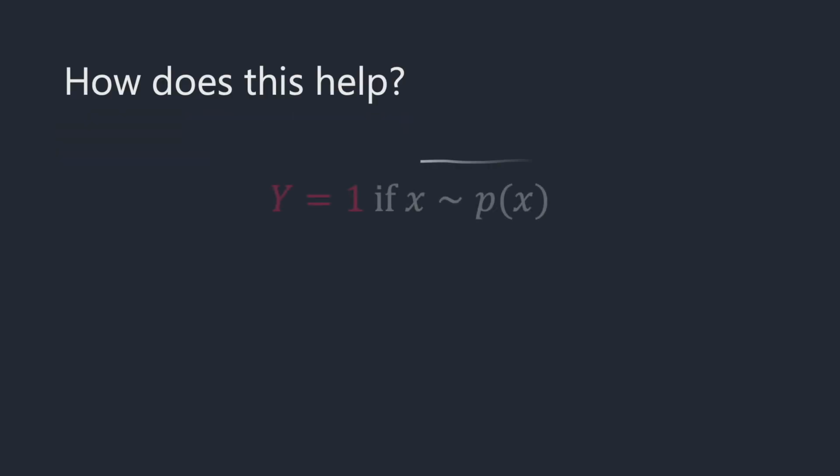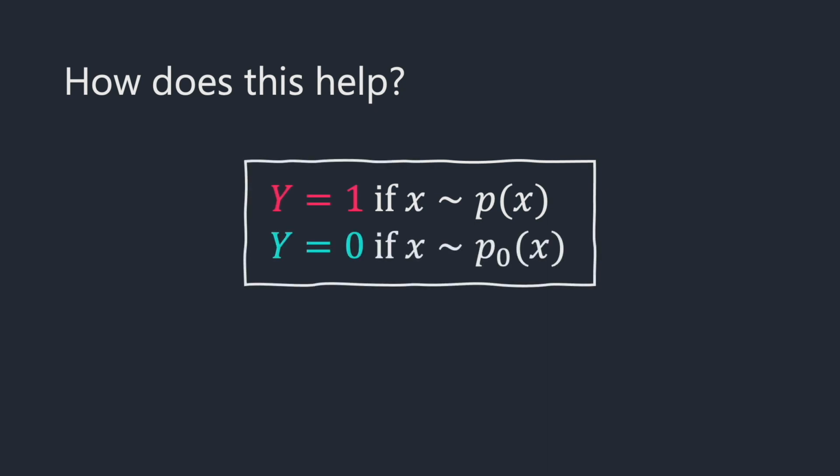How does this help? We can give all data points a label that we denote y. If the data comes from p of x, that is the original data, we give it a 1. The new data that we simulate from p0 of x is given a 0.